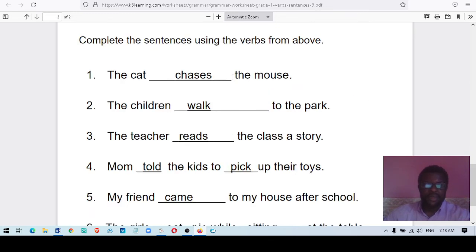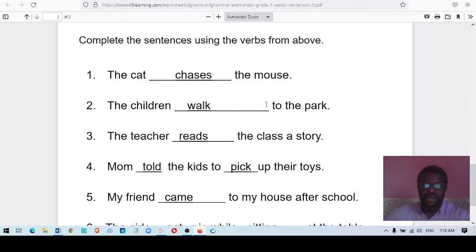Okay? Here again, complete the sentences using the verbs from above. The cat chases the mouse. See, the cat is our subject. The subject is the doer of the verb, the one that does the action. And in this case, it's the cat. I'm not saying the cat, I'm going to use it as my pronoun. That is why we use chases the mouse. See, chases the mouse. We have to put es to it, because this is our simple present tense.